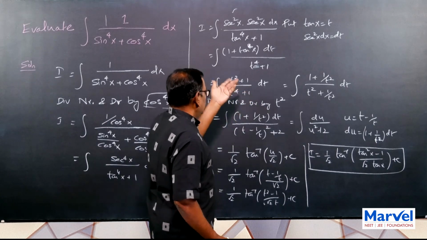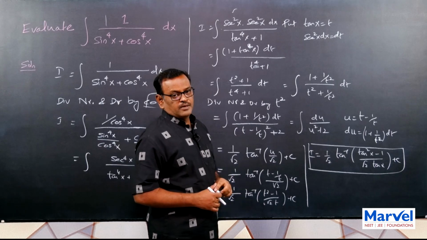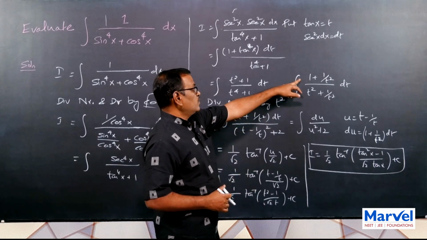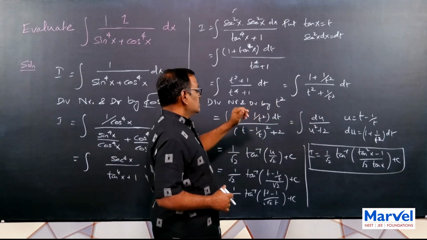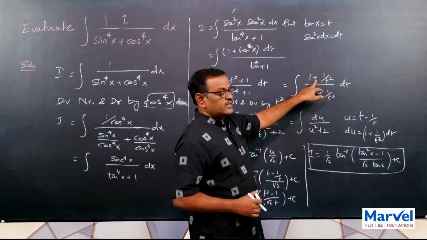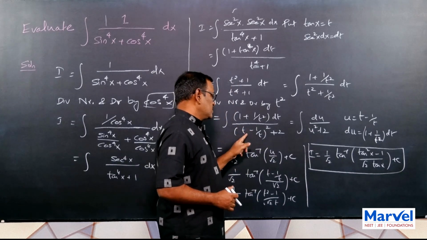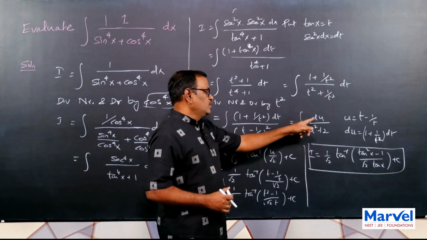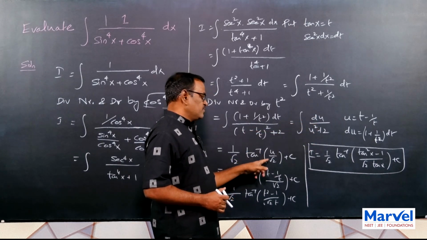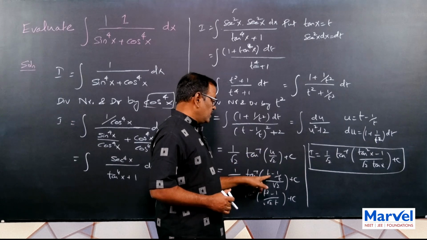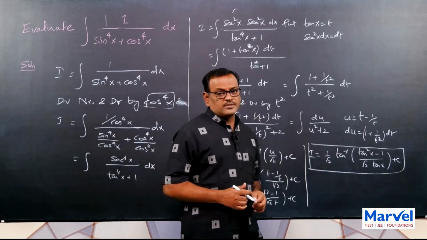And already we know the working rule for this pattern: divide numerator and denominator by t square. This becomes 1 plus 1 by t square by t square plus 1 by t square. Since the numerator has a positive sign, the denominator can be expressed in terms of minus. Assume this is u and that is du. As per the formula, 1 by a tan inverse of x by a. Replace u by t and t by x. It's one of the very important 4-mark questions.